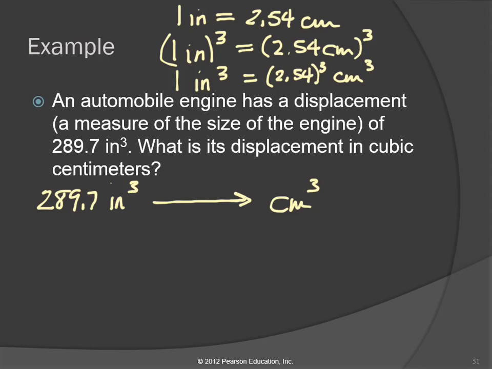The mistake students often make is they forget to cube the numbers. And it doesn't matter over here because 1 cubed is still 1. But 2.54 cubed is more like 16. And so we can't just ignore that. So, different ways to do this, but 2.54 times 2.54 times 2.54 equals 16.387064 cubic centimeters. So that's the relationship that we need.